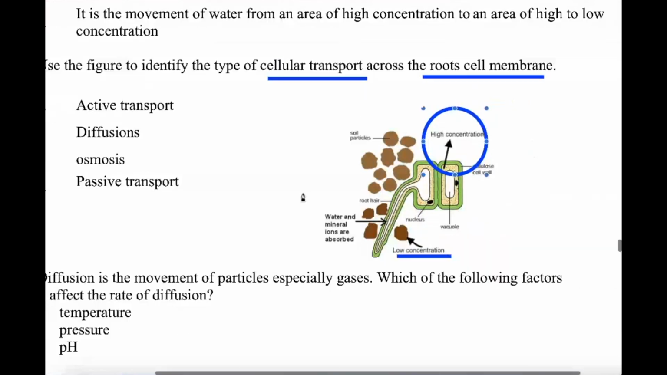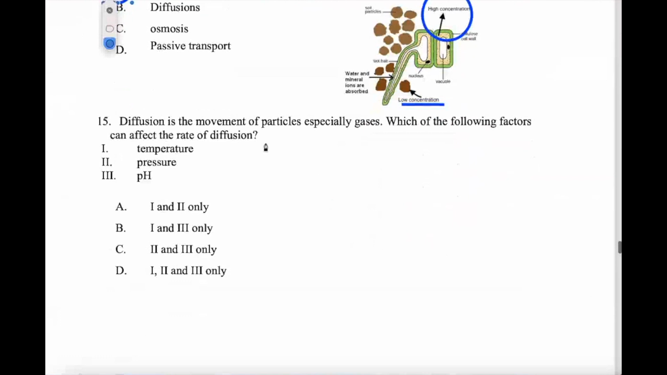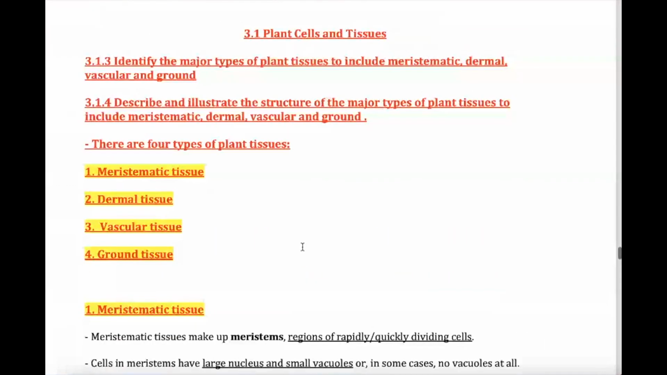Okay, so that's why we say it is an active transport. Very good. Diffusion is the movement of particles, especially the gases. Which factors affect the diffusion? Temperature and pressure. Yes, temperature and pressure. Okay. With that, the topic is over.